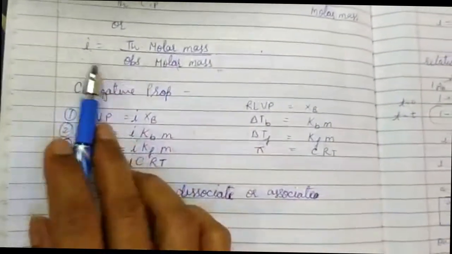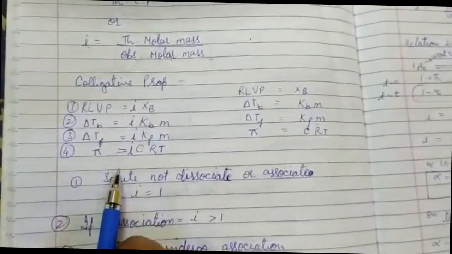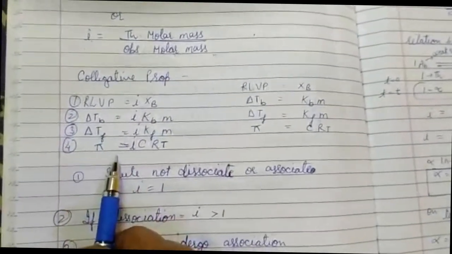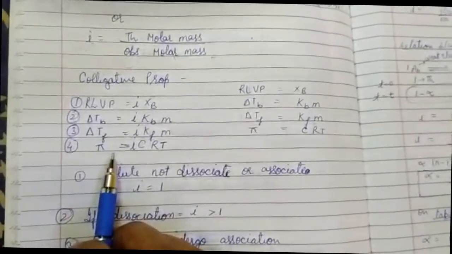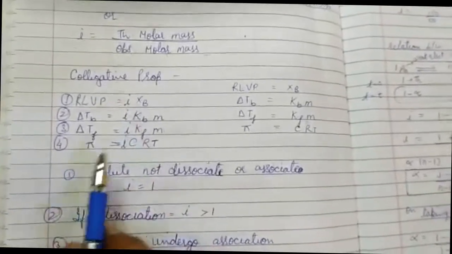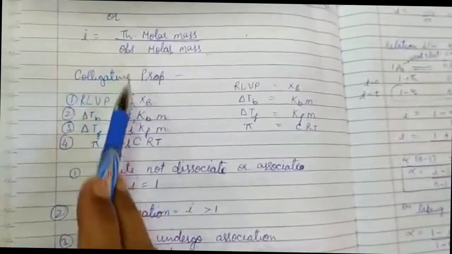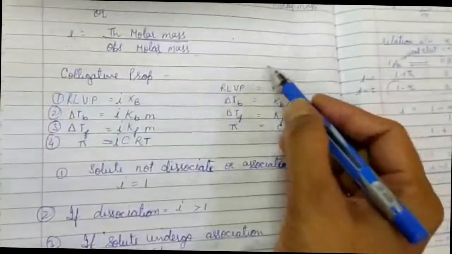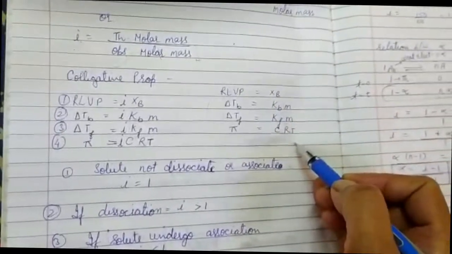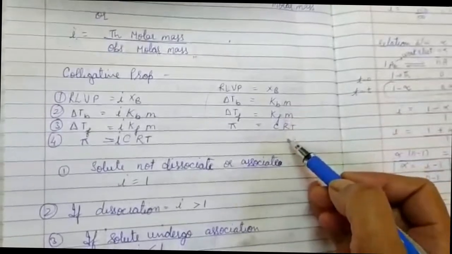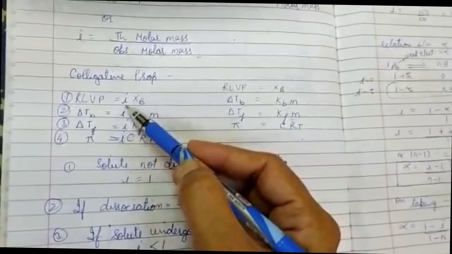when we have found the value of I, then we have to make the correction in the colligative properties formula. Because, as we have seen, these colligative property formulas cannot be applied for those types of solution in which the solute undergoes dissociation or association. So we have to make some correction. First of all, we have to find the value of I, and after finding the value of I, we have to multiply it into the formulas of all the colligative properties. We have seen these four colligative formulas here. All these colligative property formulas will be multiplied by I, the Van't Hoff factor.